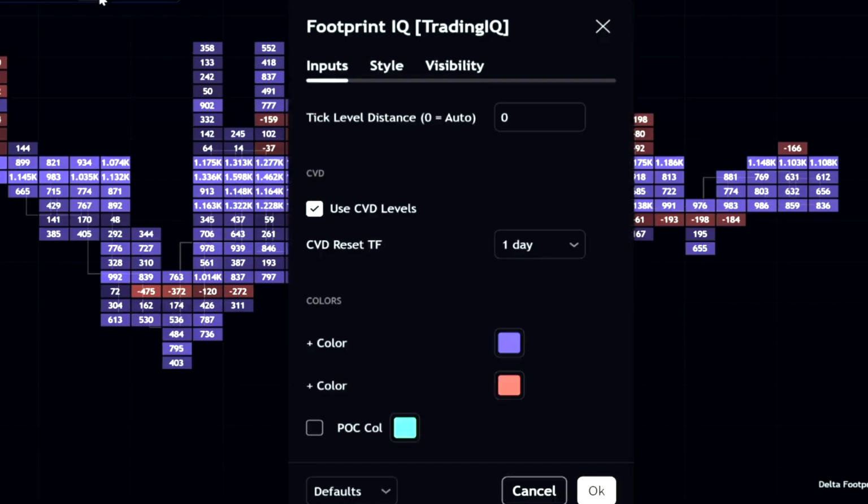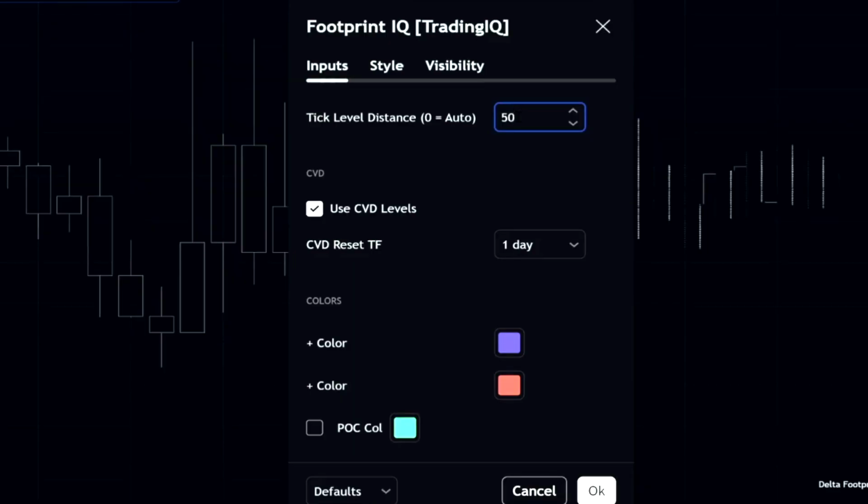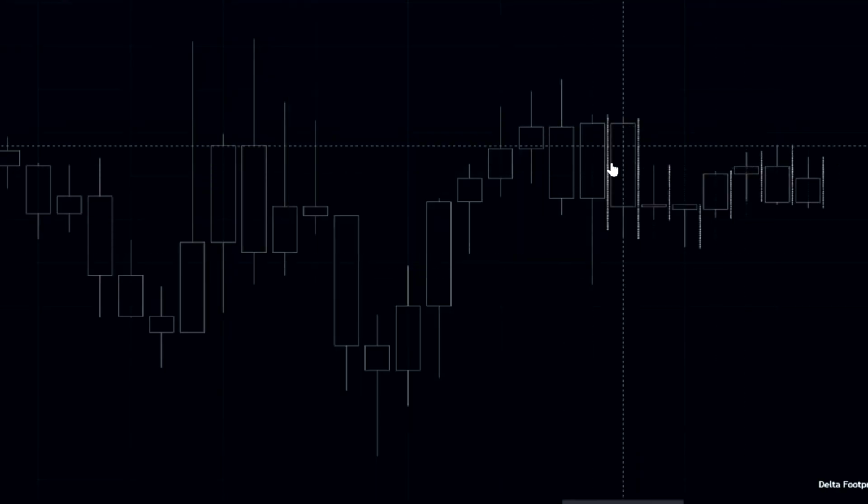Another awesome feature is full control over the tick level distance. Right now, I've got it at 0, which means the indicator auto calculates a nice looking tick distance between levels. But you can change it to whatever you want. For example, I'll set the tick level distance to 50 now, so each tick level box is 50 ticks apart. Now, you'll see way more boxes on the chart than before.